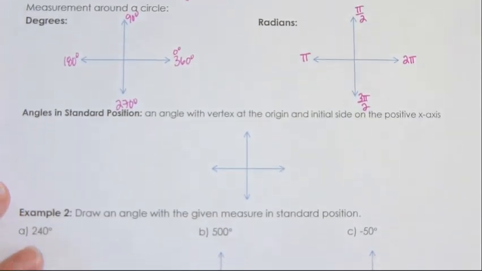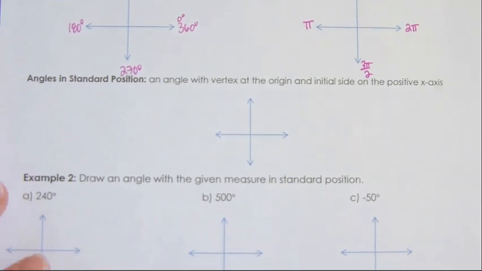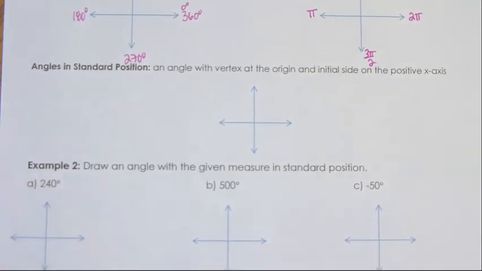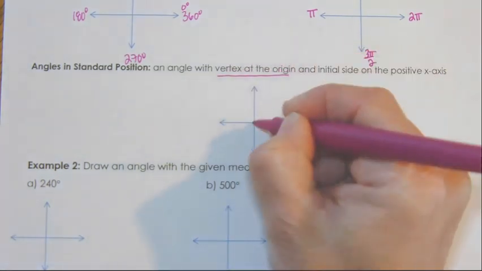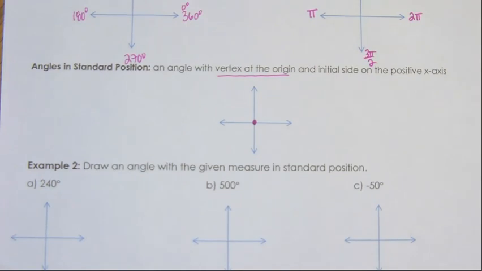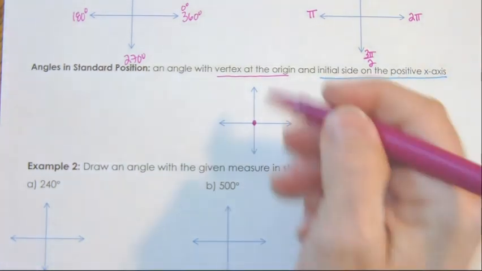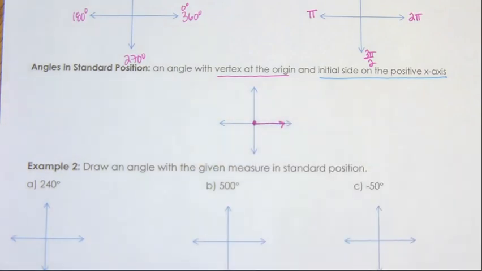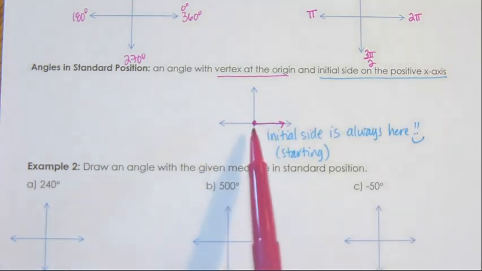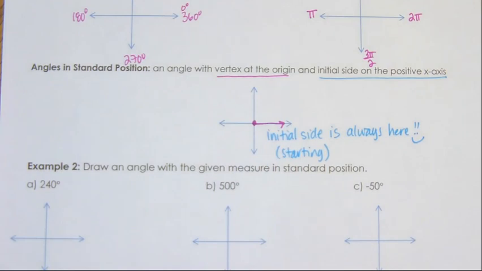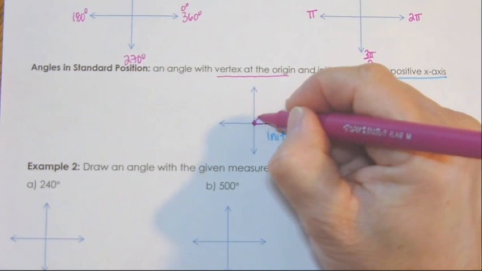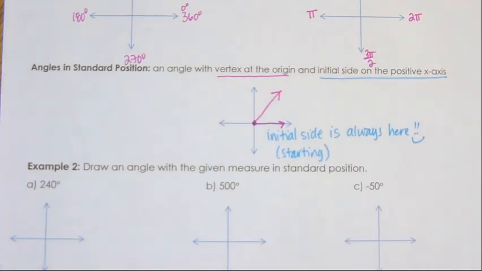Angles in standard position. So we're just graphing an angle. I know this kind of sounds silly, but it's something we've got to do. You're always going to start with the vertex at the origin. The vertex is where an angle bends. The initial side is always going to be on the positive x-axis. Initial is just starting, so that's my initial side. That's always where we're going to start our angle. Now, the terminal side is where it's going to stop. I'm just going to make a nice little acute angle here right now. That's called the terminal side.